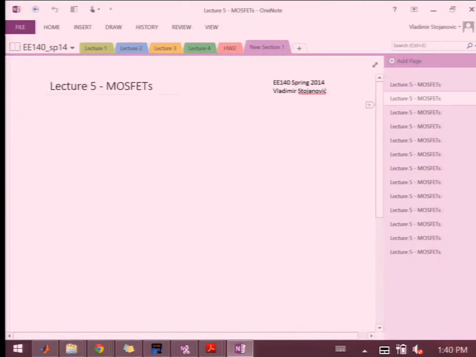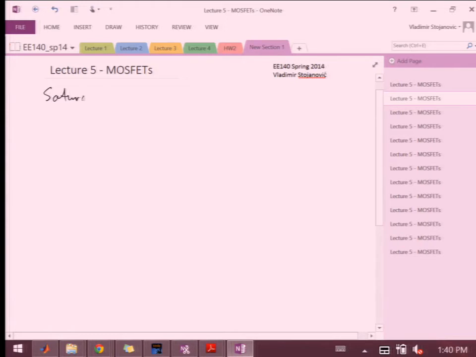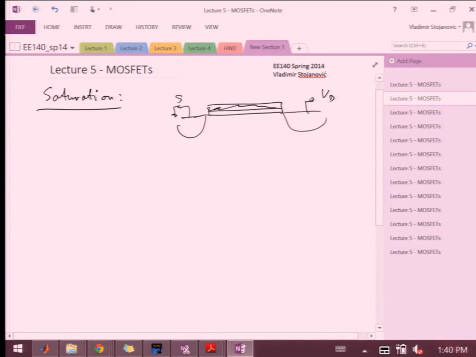So in saturation, what's really happening if you draw the transistor, if this is, let's say, grounded and VG is high enough, then there is plenty of inversion of electrons on this side of the channel because the gate to source potential, this potential over here, the field is pretty big, right? So there's a lot of electrons that get attracted here.